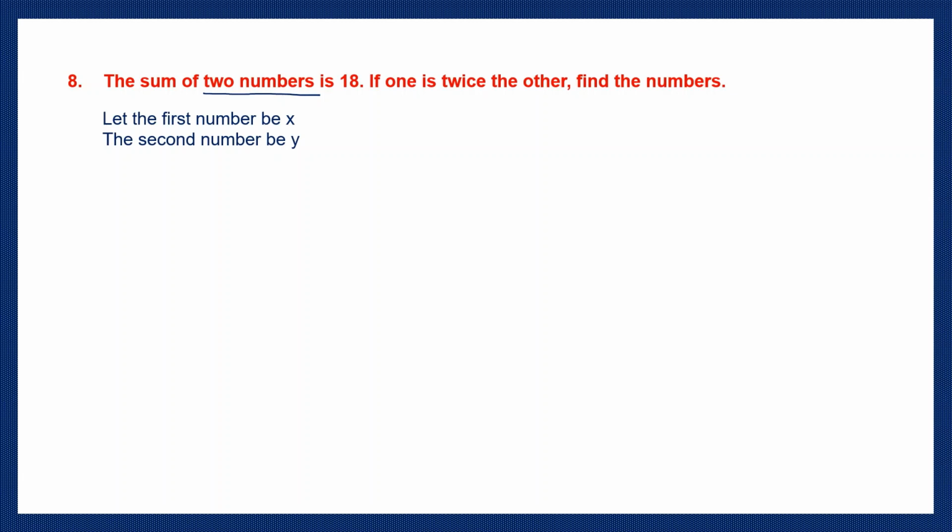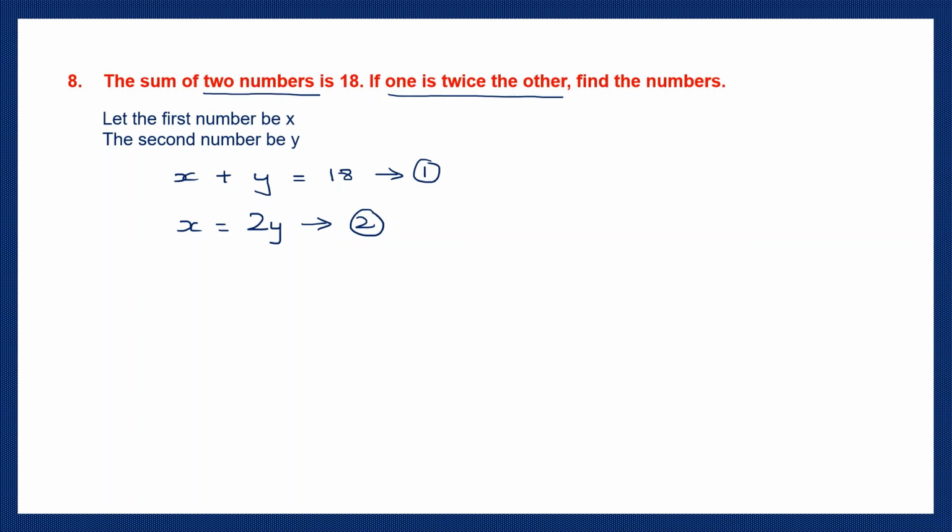So let's do the first part. The sum of two numbers is 18. That means first number plus the second number is 18. Now this we can say is equation number 1. Now let's go to the second part. If one is twice the other, okay, so if x is equal to twice the other means 2y. Okay, so this is what they're saying. If x is equal to 2y, so now we have to find the numbers. Now this is equation number 2. So here we have x is equal to 2y.